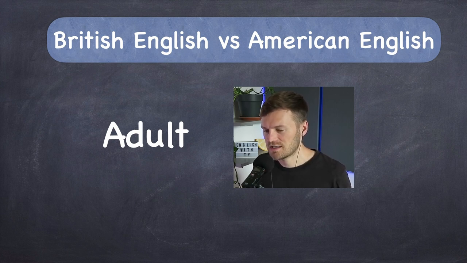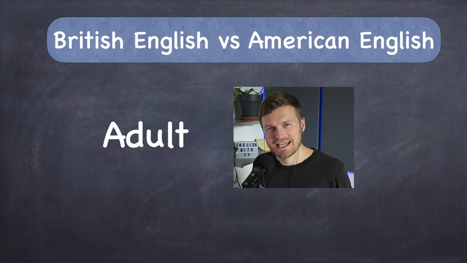And so for this word, adult, you have to really focus on the first letter, in my opinion. So in British English, it's adult, adult, and in American English, it would be more like adult. So the focus is on the second half of the word, not so much the A and the D. It's more adult.